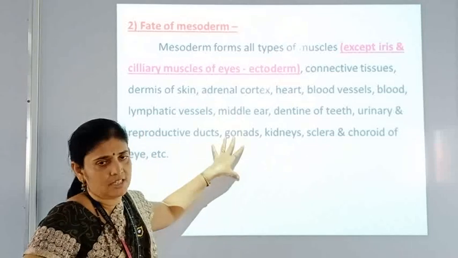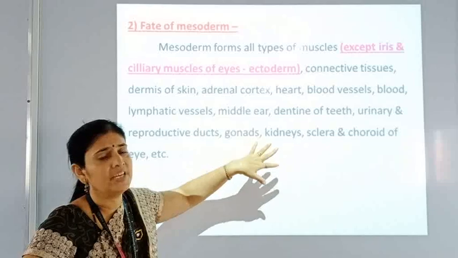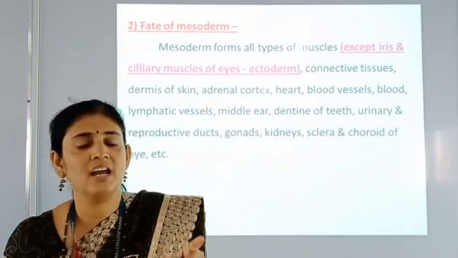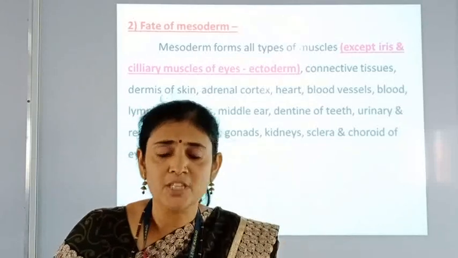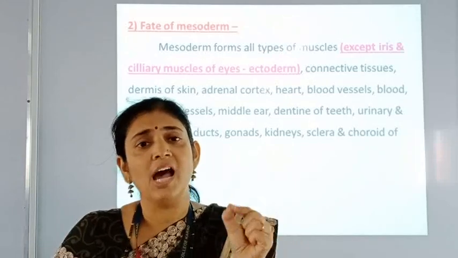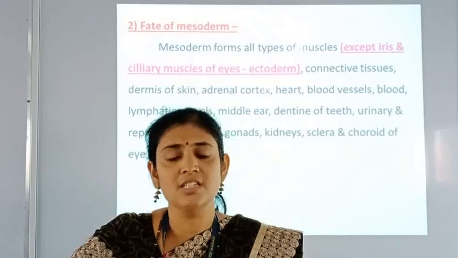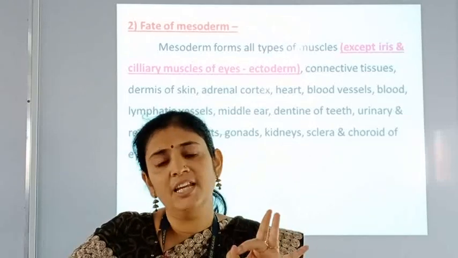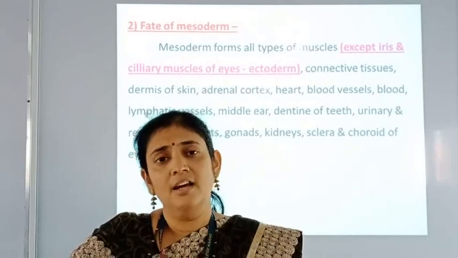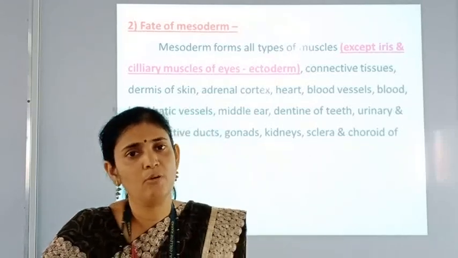So here, all these organs or tissues which are derived from this mesoderm, again I repeat: all types of muscles, meaning smooth muscles, striated muscles and cardiac muscles, are derived from this mesoderm, except the muscles present in our eyes, that is the muscles of the iris, also called radial muscles, and the muscles present between the lens and ciliary body, called the ciliary muscles. These are not derived from the mesoderm but from the ectoderm, that we have to remember.